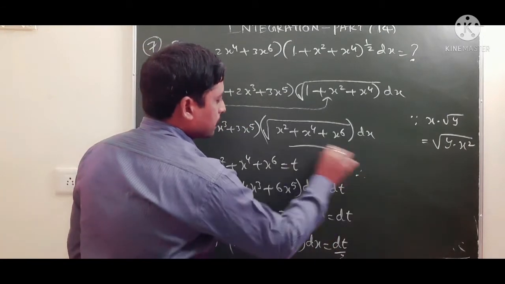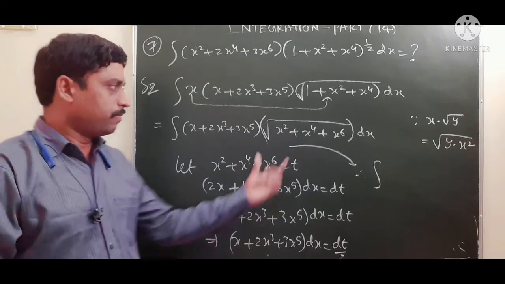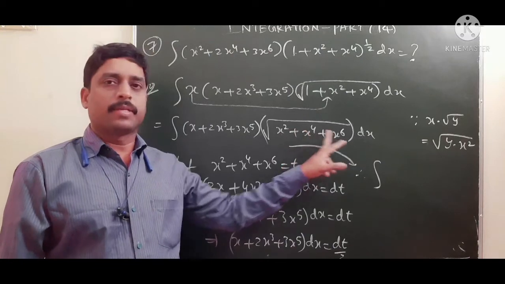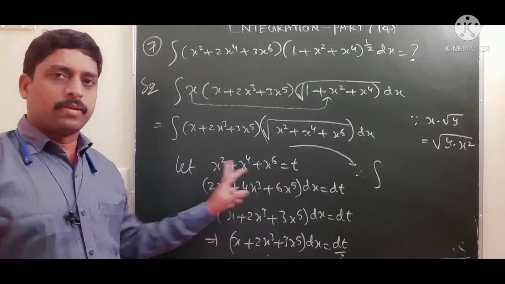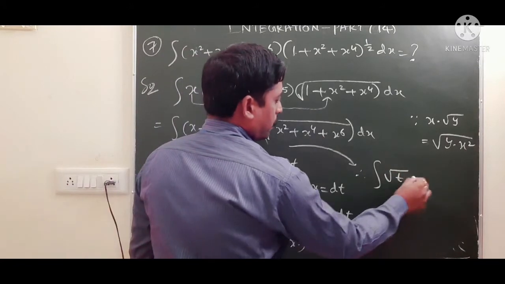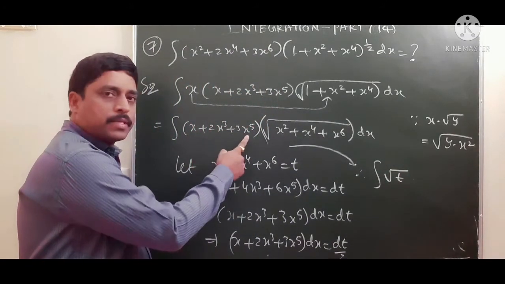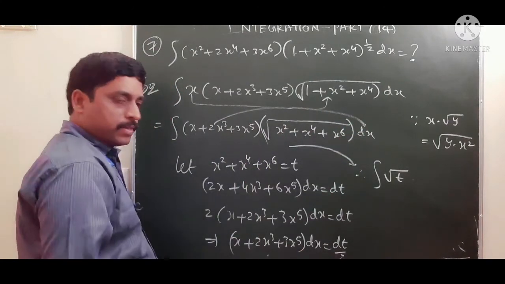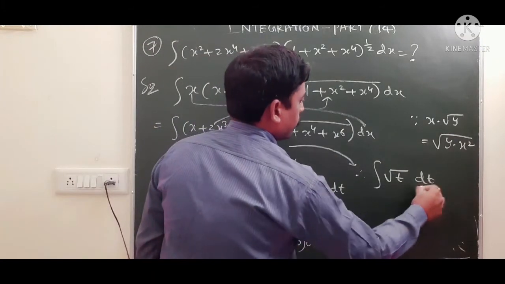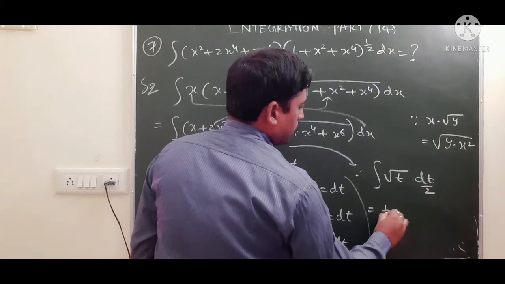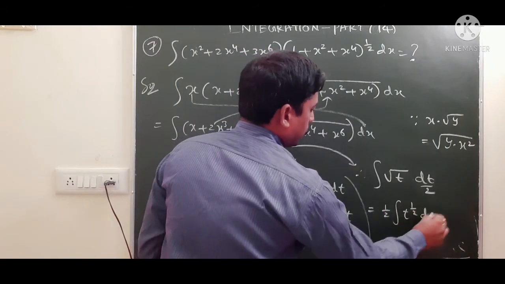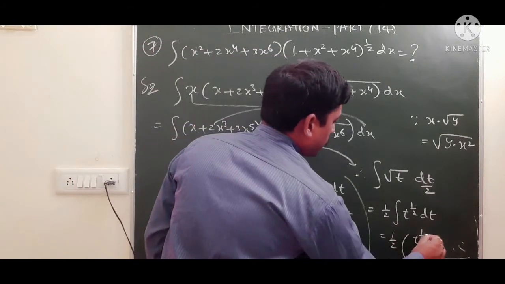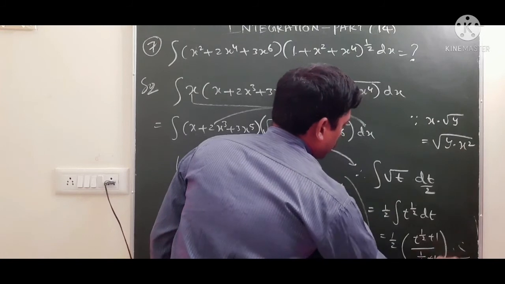Therefore, this continuous integral, first write under root value, root over x square plus x to the power 4 plus x to the power 6. This expression we should write t, root t. x plus 2x cube plus 3x to the power 5 dx, this expression we should write dt by 2. Now this is going to be 1 by 2 constant, root t, t to the power 1 by 2 dt. Therefore 1 by 2 into t to the power 1 by 2 integration is t to the power 1 by 2 plus 1, plus c.